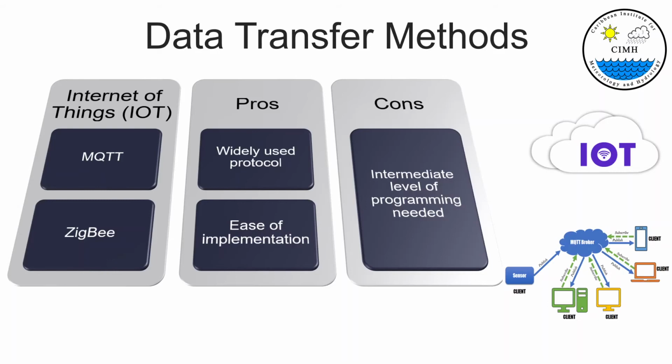The Internet of Things. This is usually associated with smart home devices. Manufacturers have coupled wired or wireless capable devices to use this protocol to pass data directly from the field to any device that is listening. Two common Internet of Things protocols are the MQTT, which stands for Message Queuing Telemetry, and the ZigBee. Although it's a recent protocol, it's rather widely used and the ease of implementation is rather straightforward. However, some intermediate level programming is needed, especially at the client side.